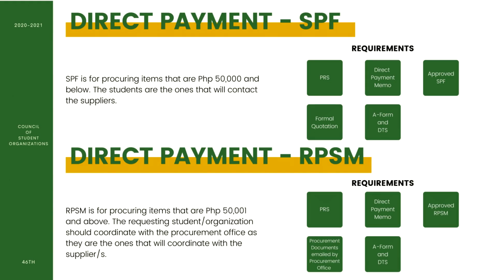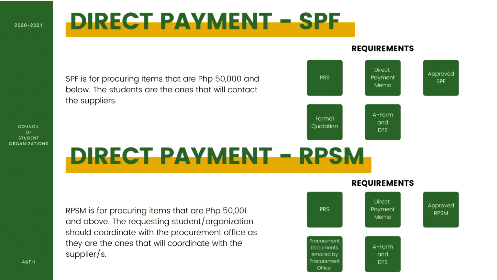Direct payment SPF. SPF is for procuring items that are worth 50,000 and below. The students are the ones that will contact the suppliers. However, the requesting student should undergo the due process by submitting an SPF along with 3 formal quotations from the accredited suppliers of the university.